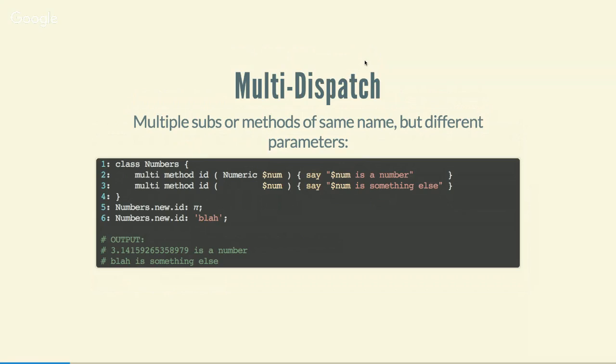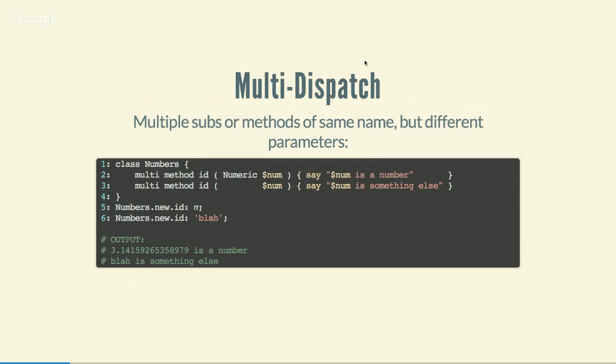You can also have multi-dispatch on methods. Here's one example. I have a class with a method called ID. It's a multi-method, and one of the signatures looks for a numeric type, and the other signature matches any type. And when I call it with number pi, and yes, you can use the actual letter, the numeric method gets called, and otherwise the other one.